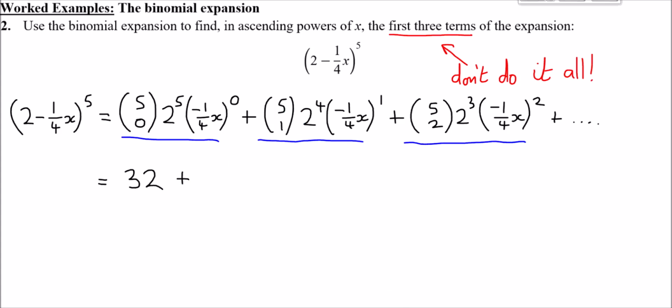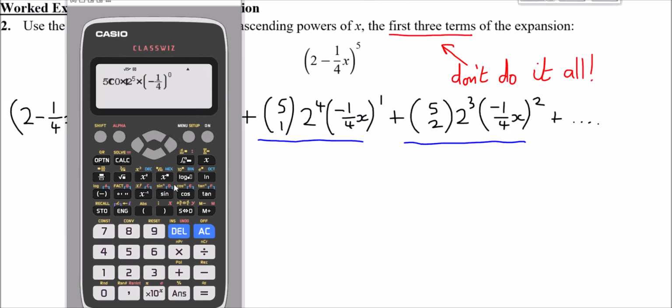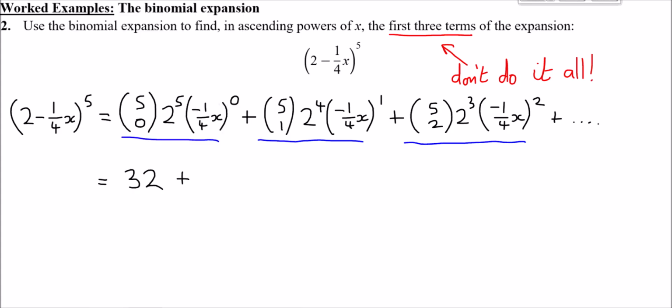The next one, 5 choose 1. So toggle back, alter this 0 to a 1. Alter the power of 2, sorry, from a 5 to a 4. And it's minus a quarter now to the power 1. That gives us minus 20. So the next thing is minus 20x. Whoops, not a plus, but actually a minus 20x. And the last one, we've got an even power of a minus, so this will be positive.